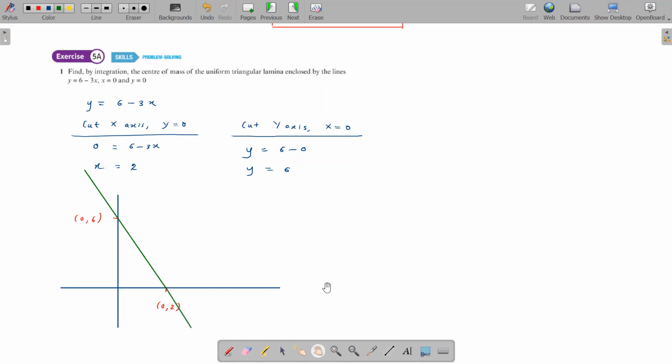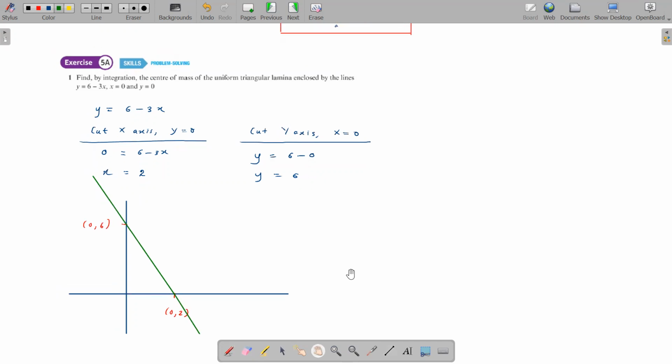All right, guys. So first of all, you need to find the enclosed region. So what's the enclosed region? Now I have drawn the line y equals 6 minus 3x. They say the center of mass of the uniform triangular lamina enclosed by the line y equals 6 minus 3x, x equals 0, that's the vertical line, and y equals 0, that's the horizontal line. So guys, I hope you can see that it is this, right? So this is the area that we're talking about. So basically I have a triangular lamina here.